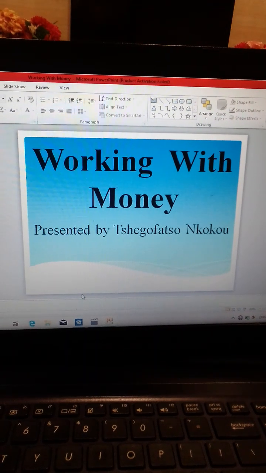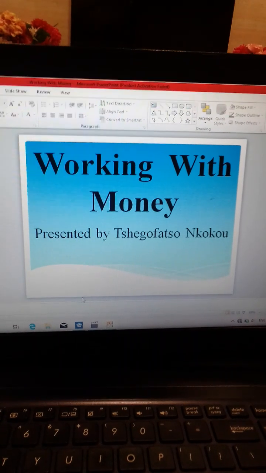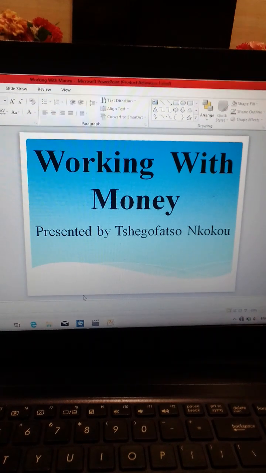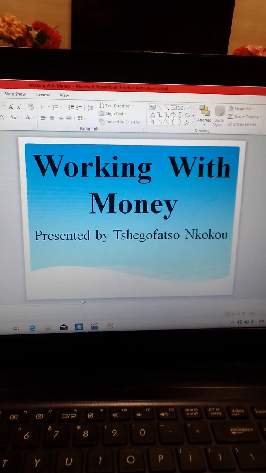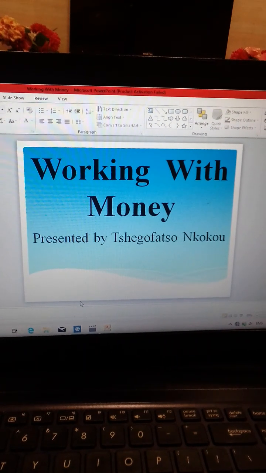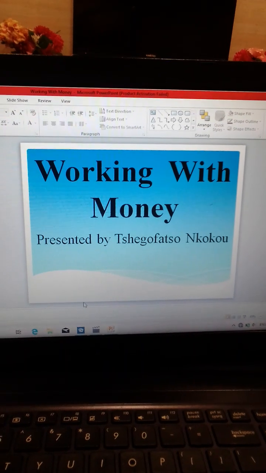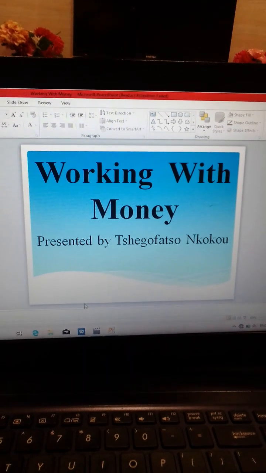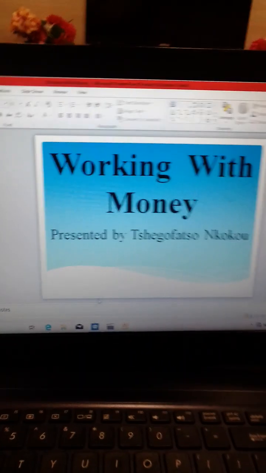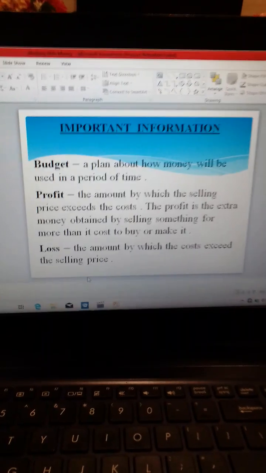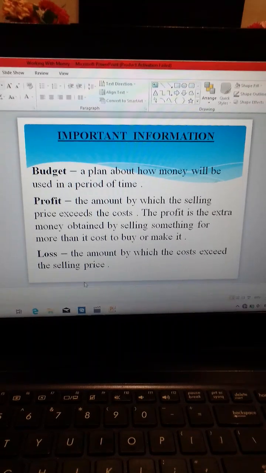Right now we're going to be dealing with working with money. Please note that working with money encompasses things like budgets, profits and losses, discounts, interest, value added tax, hire purchase, as well as foreign exchange. Okay, so this is just an introduction. Now, the important information that you need to know are many concepts.